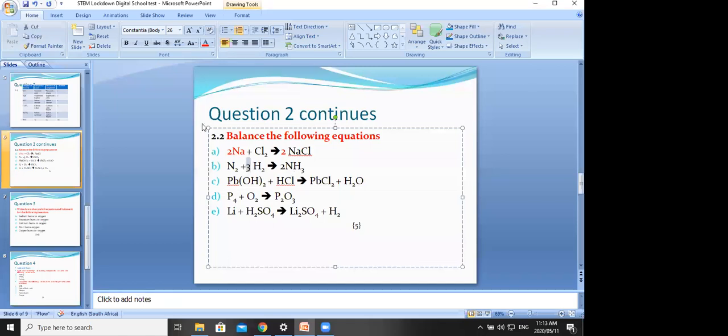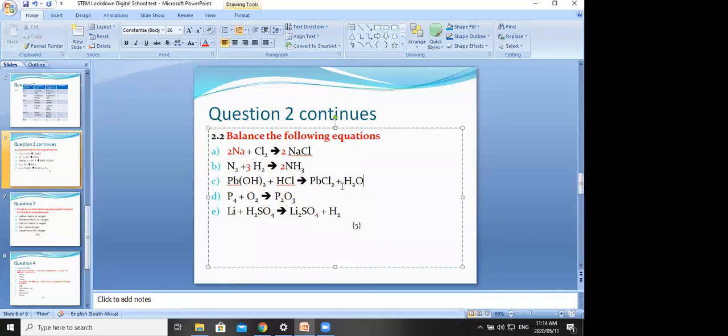Then you can count your hydrogens on your left. There are 6 and 2 nitrogens. And then on the right, we've got 2 nitrogens and 6 hydrogens. And then our equation is balanced. That's what was expected of you on Friday. You've got lead hydroxide reacting with hydrochloric acid, giving a salt, which is lead chloride, and water.